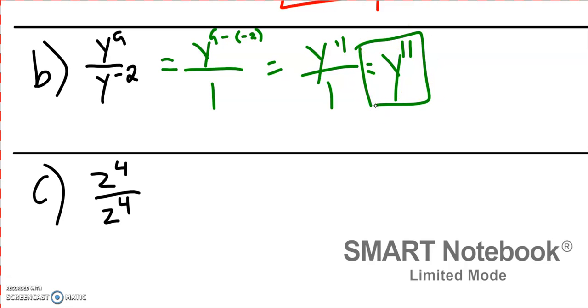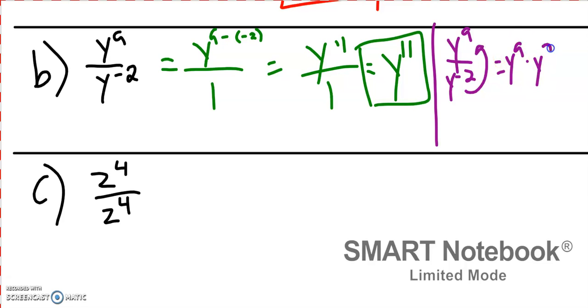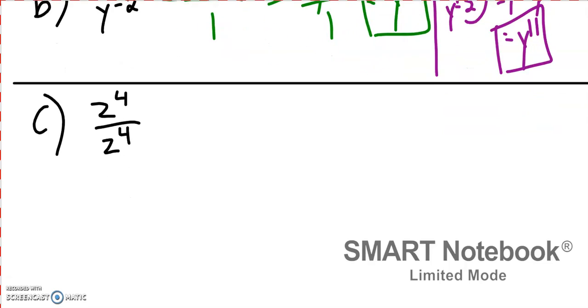If you use the other way to go about it, it's going to be y to the 9th over y to the negative 2nd. We bring up y to the negative 2nd to negate the negative exponent. We get y to the 9th times y to the 2nd, which is still y to the 11th. Same answer.